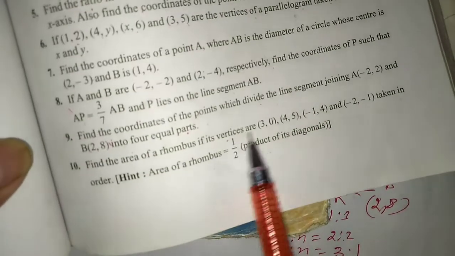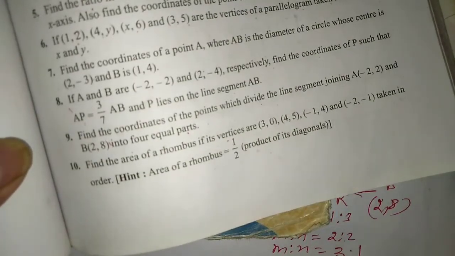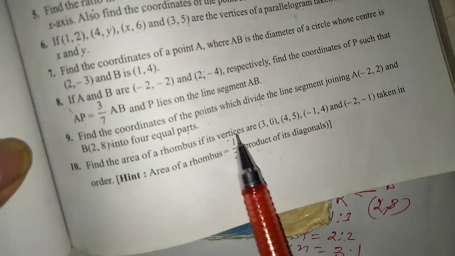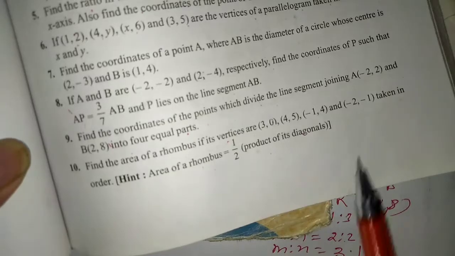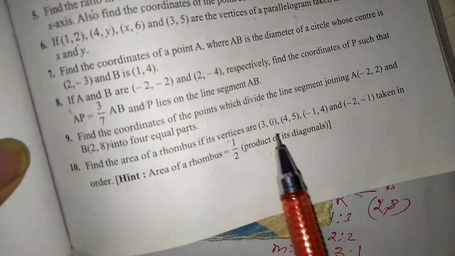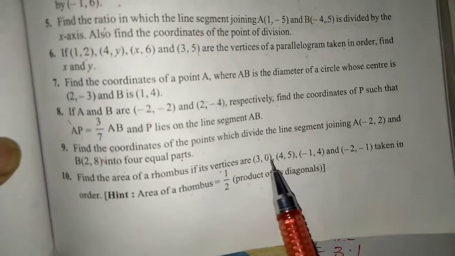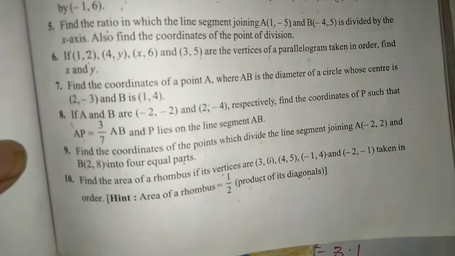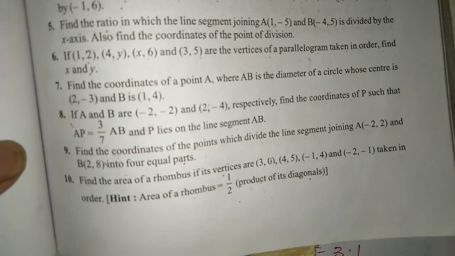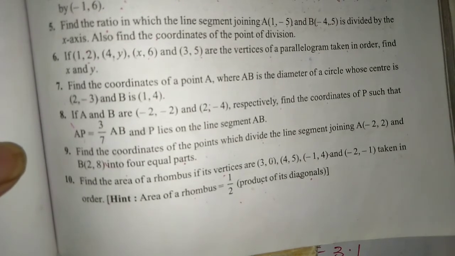Find the area of the rhombus if its vertices are taken in order. The area of a rhombus is equal to half of the product of its diagonals. So we will draw the figure ABCD and find the distances with the help of the distance formula. We will find the lengths of the diagonals, then divide their product by 2, so we'll get the answer. So like this we can do exercise 7.2.